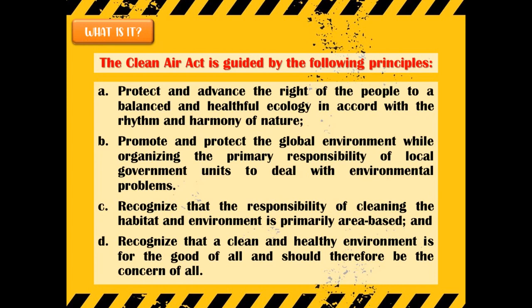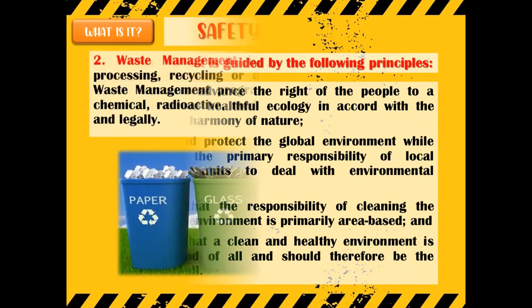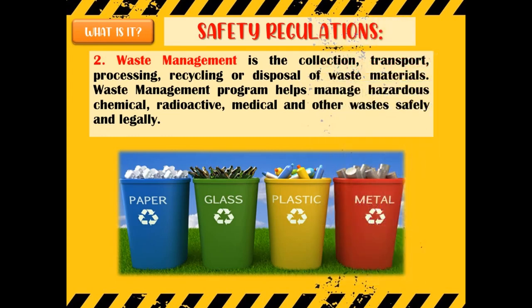Letter A. Protect and advance the right of the people to a balanced and healthful ecology in accord with the rhythm and harmony of nature. Letter B. Promote and protect the global environment while recognizing the primary responsibility of local government units to deal with environmental problems. Letter C. Recognize that the responsibility of cleaning the habitat and environment is primarily area-based. And letter D, recognize that a clean and healthy environment is for the good of all and should therefore be the concern of all. The next safety regulation is the waste management.